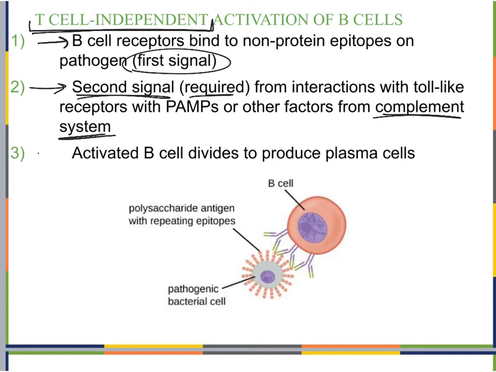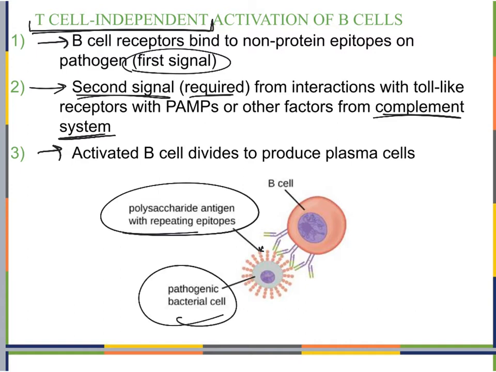What these do then is they activate the B cell. Once the B cell is activated, then it divides to produce those plasma cells. So it's the same as the second portion of what we just spoke about. So here is the polysaccharide antigen with the repeating epitopes on it. Then we have our pathogenic bacterial cell, of course, but then we have our B cell over here. You can see that it is binding to this polysaccharide antigen in a couple of places with its receptor, remember, which is an antibody.